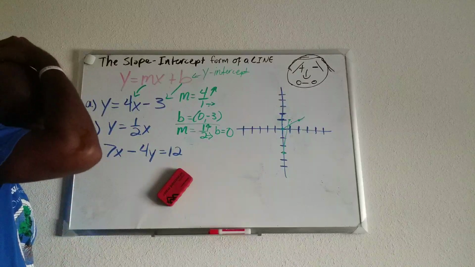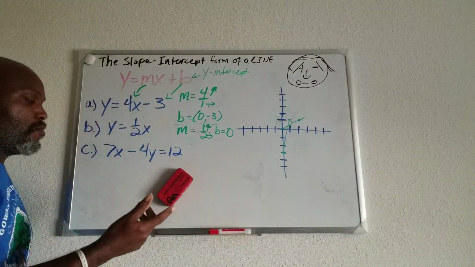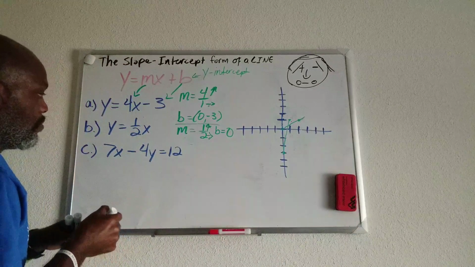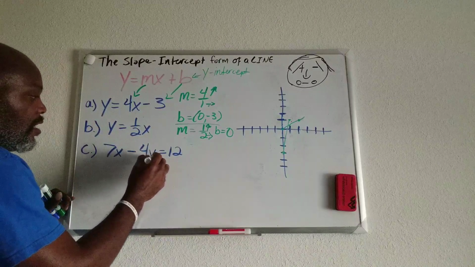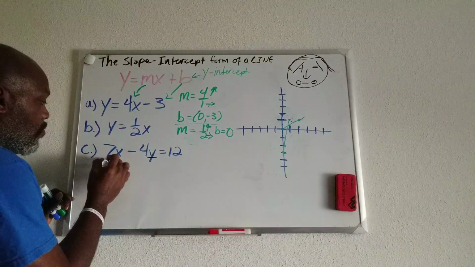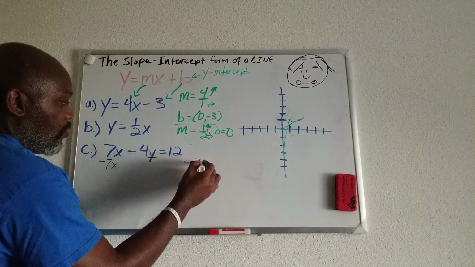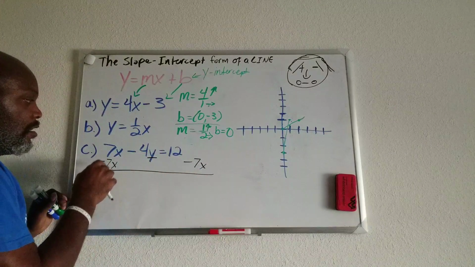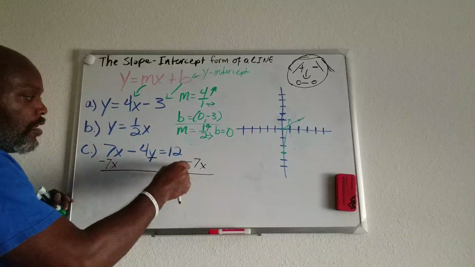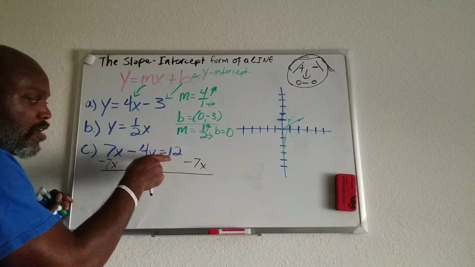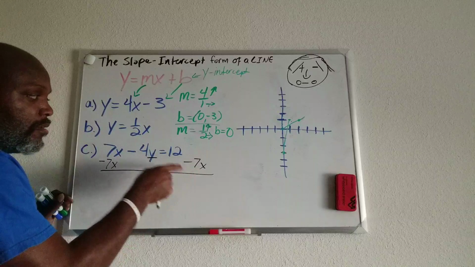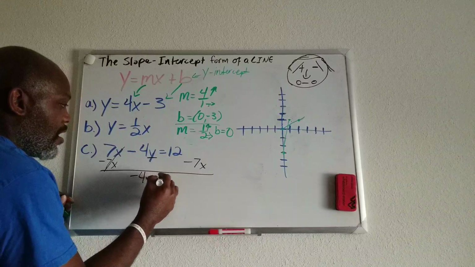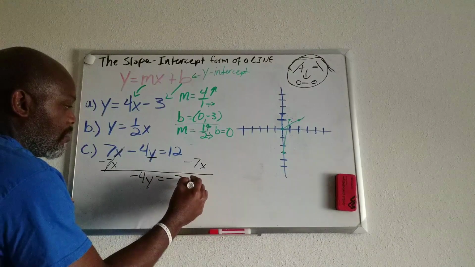Now on the third one, it's not written in the slope-intercept form. So we have to write it to where it is in the slope-intercept form. And that means that the y has to be by itself. So we're going to start with subtraction property of equality. We are subtracting 7x from both sides because that's the only way we can get the y by itself. Now this -7x is not being subtracted from the 12. Why? Because they are not like terms. So this cancels out. I'm left with -4y equals -7x plus 12.